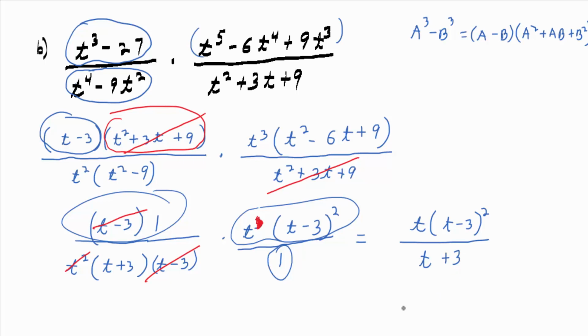Resist the dark side, you guys. Don't slash out any t's. Okay? This is an entire quantity. This t plus 3 is an entire quantity. So you can't go like this. Doesn't work. It's not true.